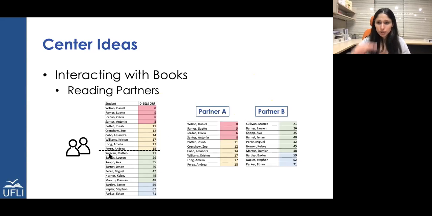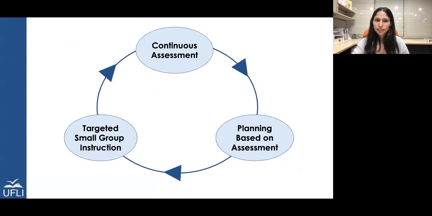So what you do is you put them from least to greatest, and then you split that list in half and put them side by side. What this allows you to do when thinking about partners is that the discrepancy between the partners and their oral reading fluency is not too large, right? If we had put Ethan and Daniel together, Ethan would have probably been a little frustrated and Daniel would have felt like, oh man, I'm not a great reader. So just a tip for making those decisions for partner practice.